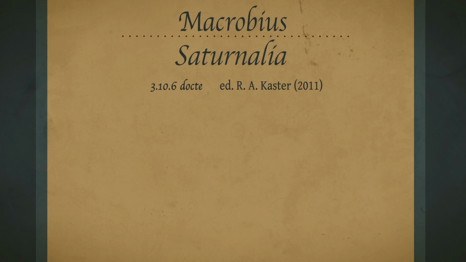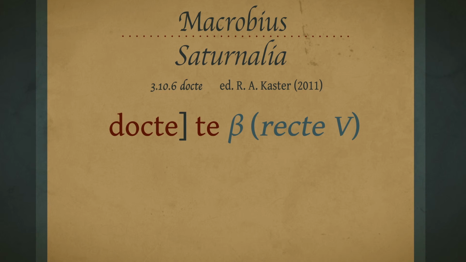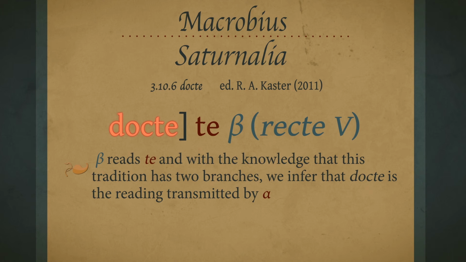We can see this in a note pertaining to Macrobius's Saturnalia, where the two families are headed by alpha and beta. The word before the square bracket, docte, is what the editor prints. This note states explicitly that beta read te, and armed with the knowledge, if we've read the edition's preface, that this tradition has two branches, we infer that docte is the reading transmitted by alpha. In beta, it has been corrupted to te, which makes no sense in the text.